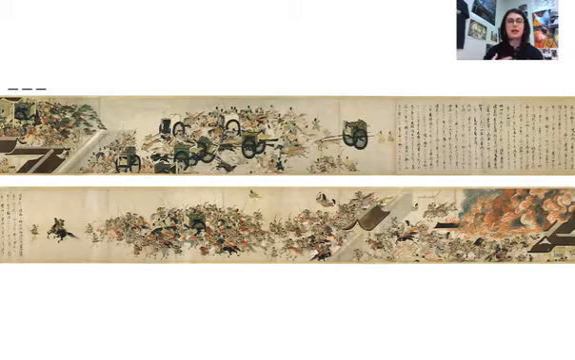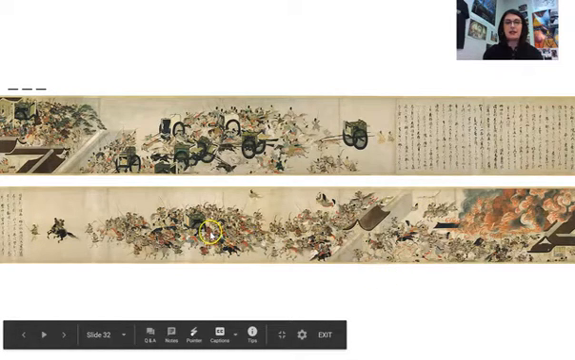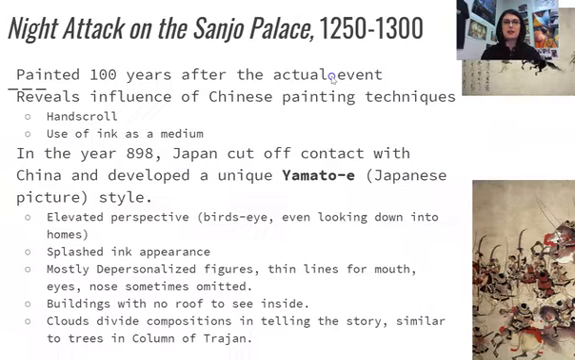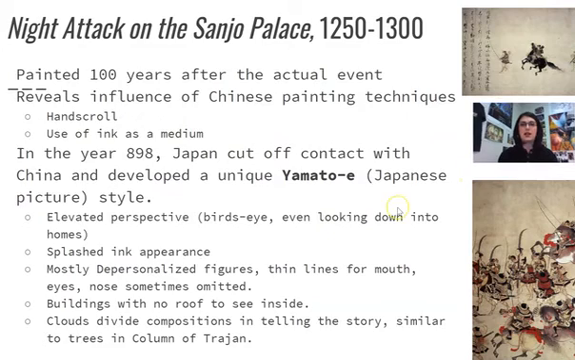And we can definitely tell by the armor that they're wearing that this is one of the warlords with his samurai army coming in and conquering the palace, and that eventually the cart gets overtaken and the emperor gets killed. So this night attack on the Sanyo Palace, or burning of the Sanyo Palace, was actually done 100 years after this happened to commemorate this event.